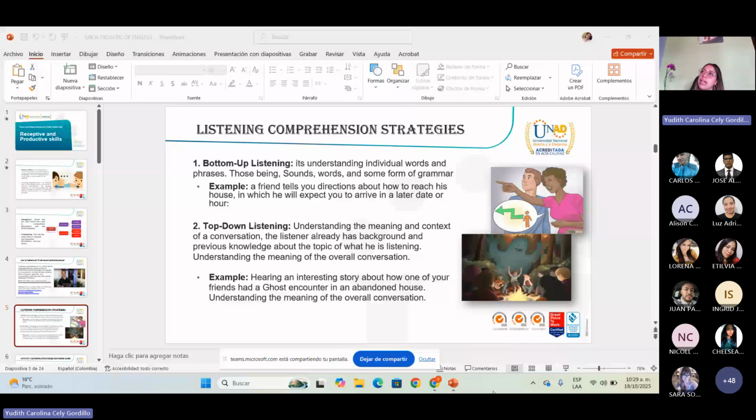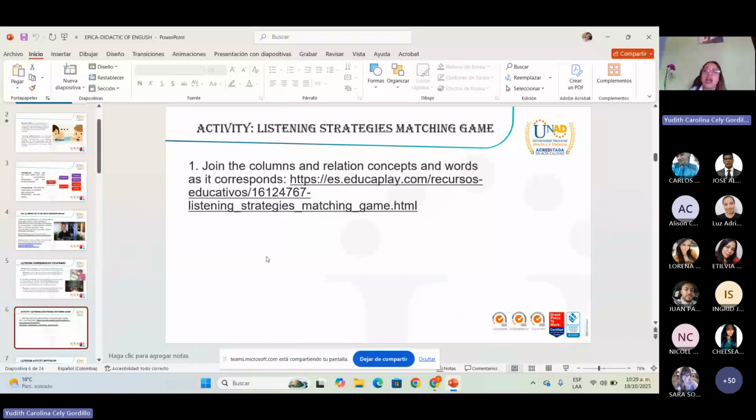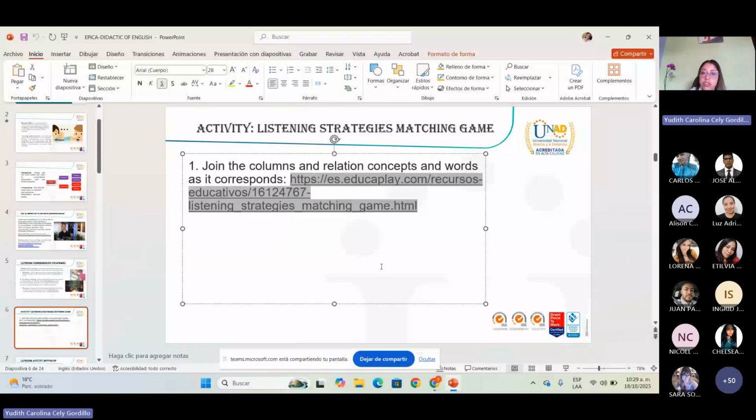For example, when you tell or listen to a story, it is important that you use your imagination, because you are going to connect all the ideas that you receive and produce all those different ideas in your mind. This is the second part. Okay, we're going to continue. In this case, we are going to use this strategy: you can use the concepts and words and identify them in the game. We are going to share this link in the chat so that you can practice this activity.